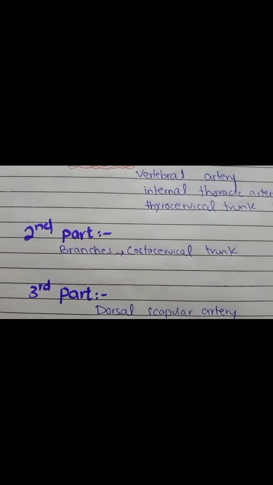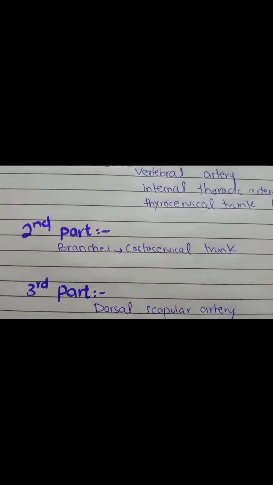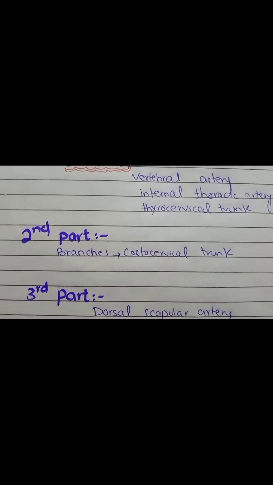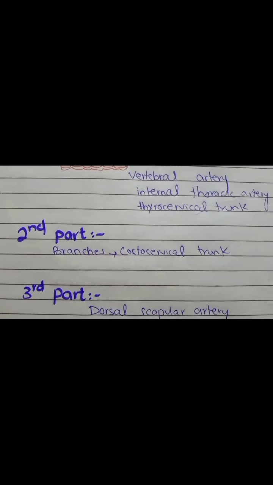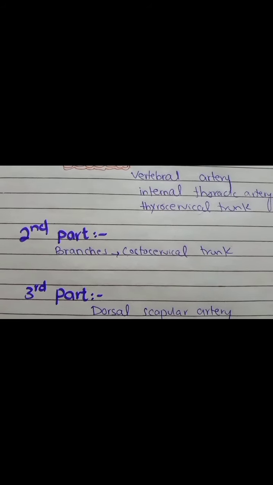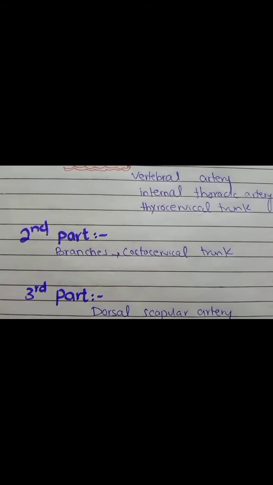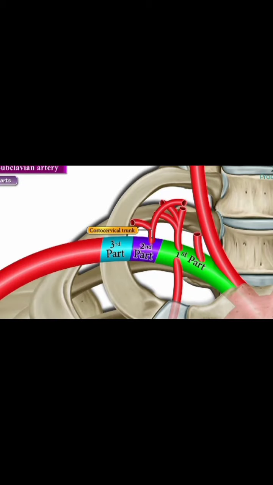Now we will talk about the second part of the subclavian artery. This part of the subclavian artery lies posterior to the anterior scalene muscle and gives rise to a trunk called the costocervical trunk, which courses upward. You can see here the costocervical trunk, which is coming from the second part of the subclavian artery.